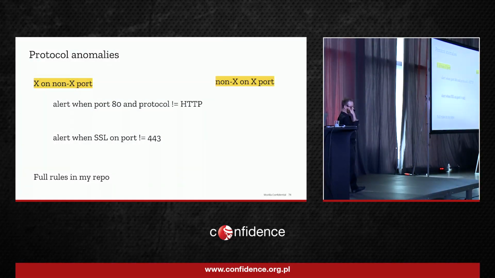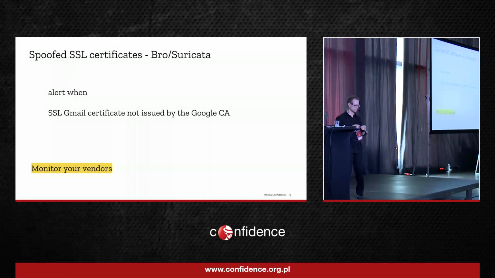We also detect a lot of protocol anomalies. I want to know whenever, on port 80, something is not HTTP, or I want to know about SSL on some unknown ports or some unusual ports other than 443. A couple of things like this. This is the anomaly detection part on the pyramid of pain, basically.